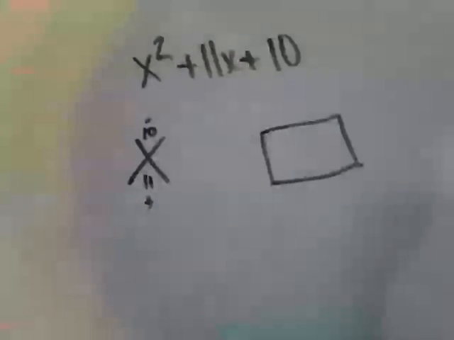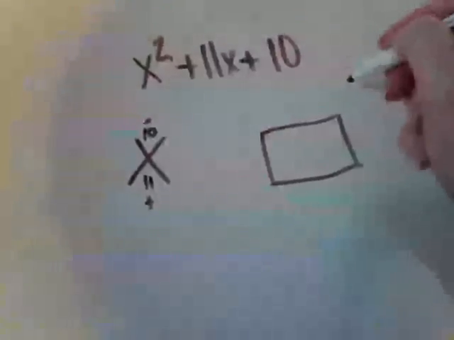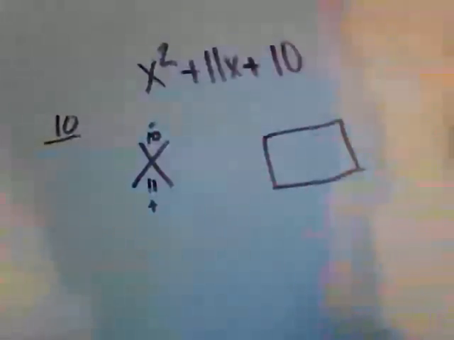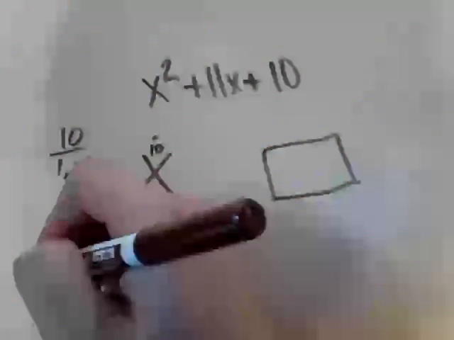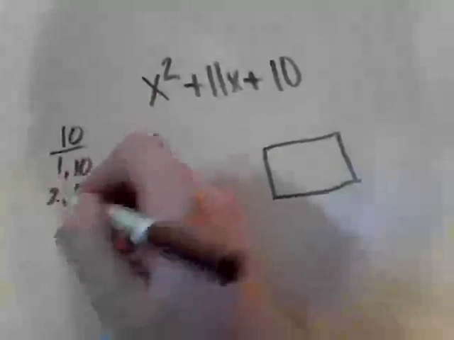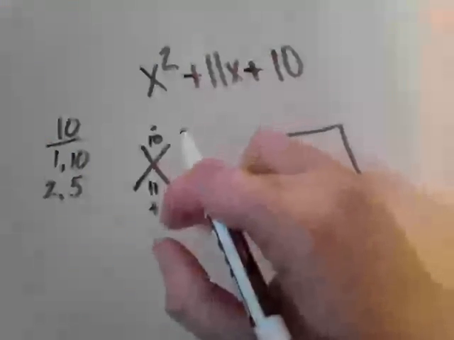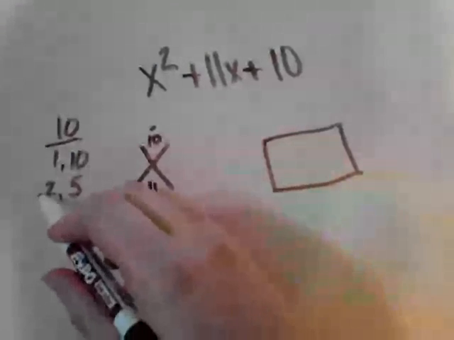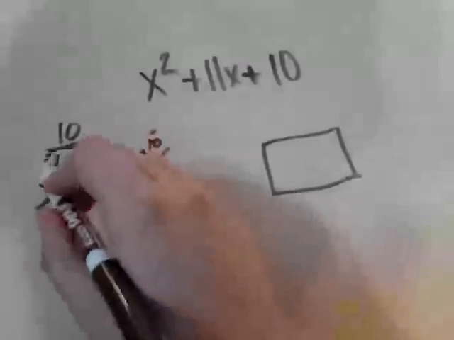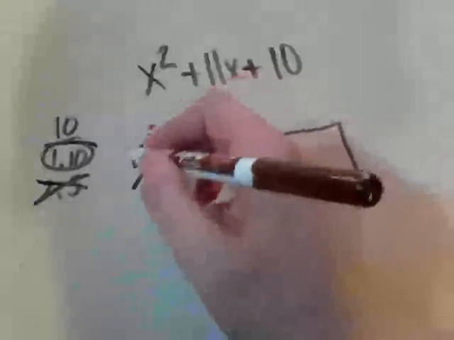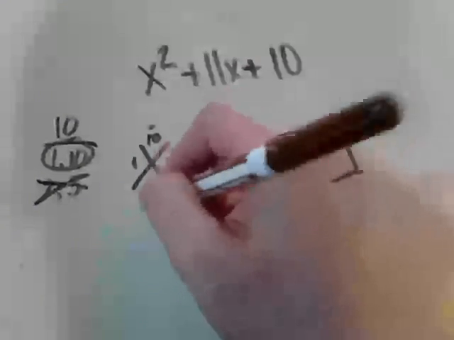Well, when I start thinking about my numbers that multiply to make 10, my factors of 10, let me see if I can write this where y'all can see it. For factors of 10, I have 1 times 10 or 2 times 5. And that's it, right? So if I'm looking for a pair that will also add to make 11, 2 plus 5 is 7, right? So that won't work. We're going to use the 1 and the 10. So I have a positive 1 and a positive 10, right? 1 times 10 multiplies to make 10. 1 plus 10 adds to make 11.